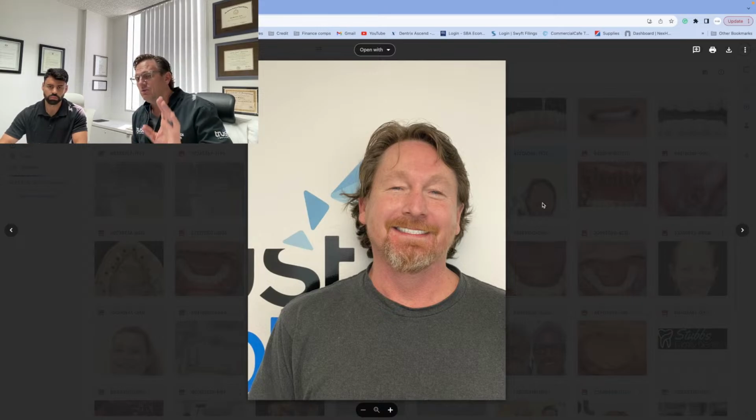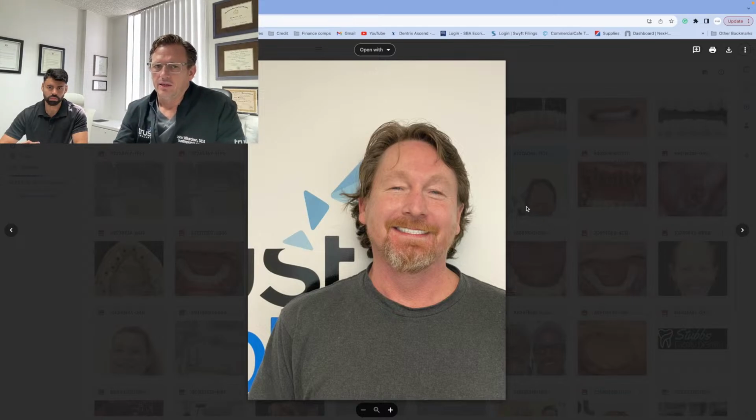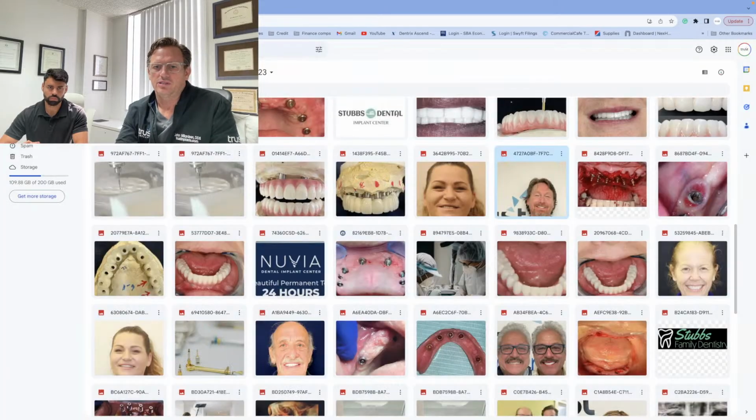And in the end, he was great. This is his after photo. We fixed everything. He has implants, and he's good to go. But at the end of the day, it's really just educating the patients on what's best for them.